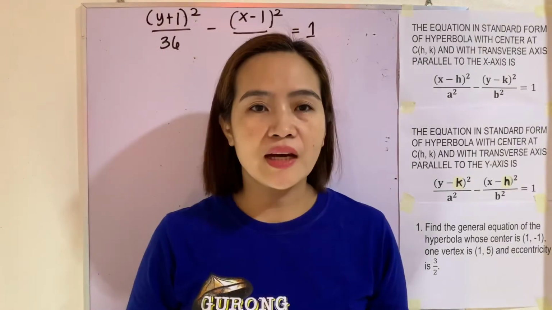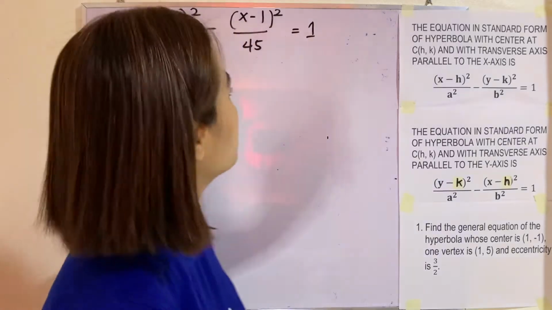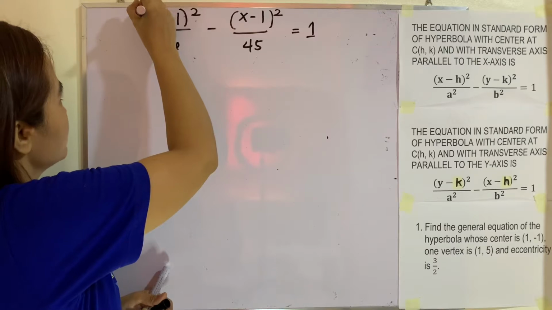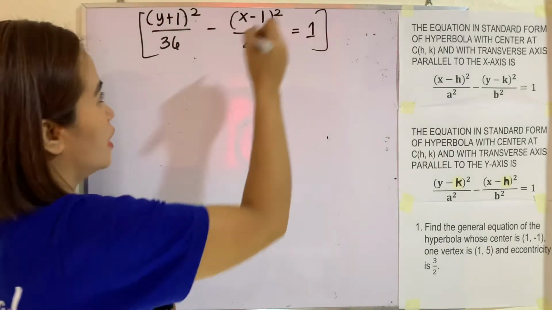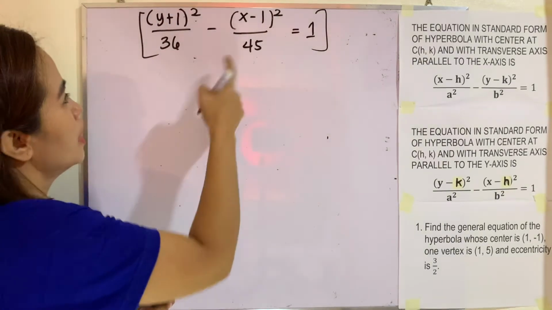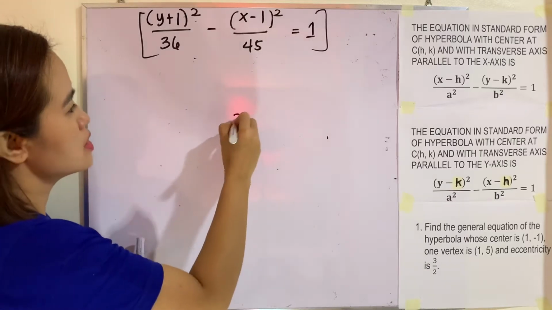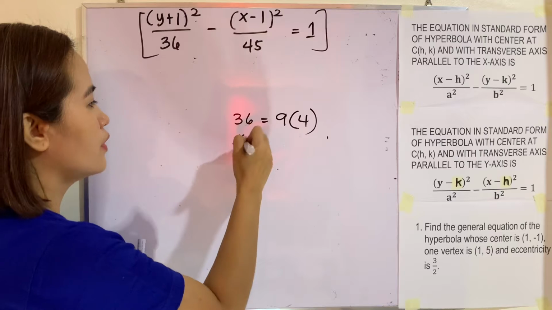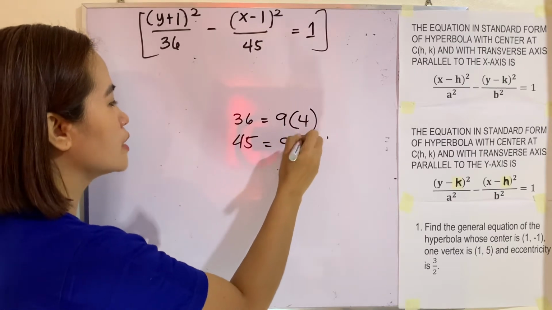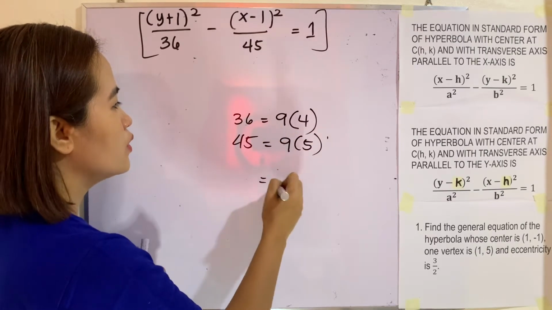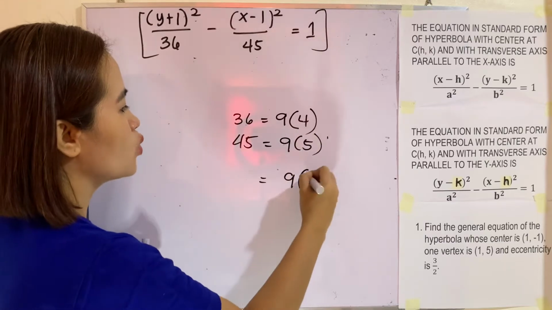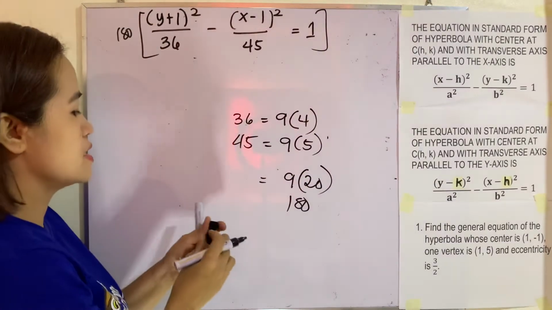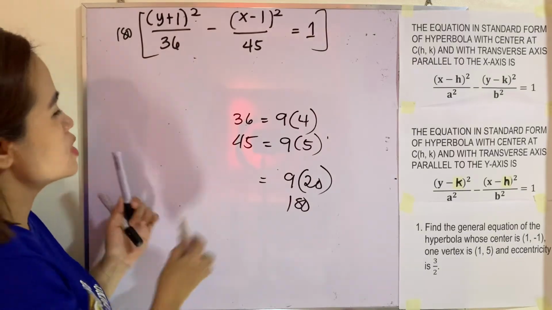To get the general equation of the hyperbola, let us expand this one, by getting the LCD of this first. For 36, we have 9 times 4, and for 45, we have 9 times 5. So therefore, we have 9 times 20. This is 180. That is our LCD.